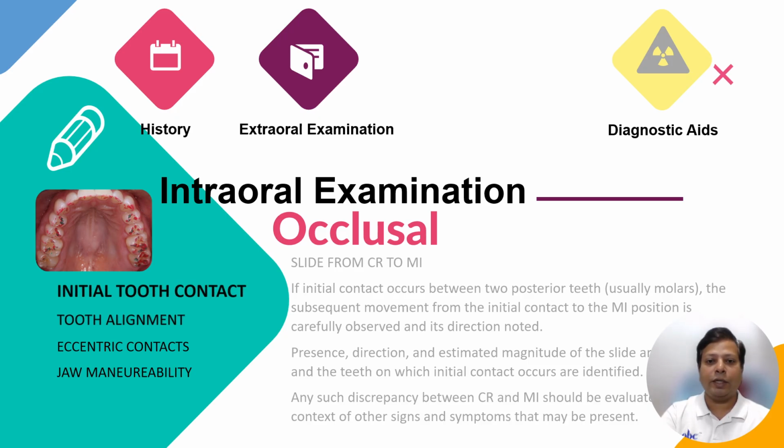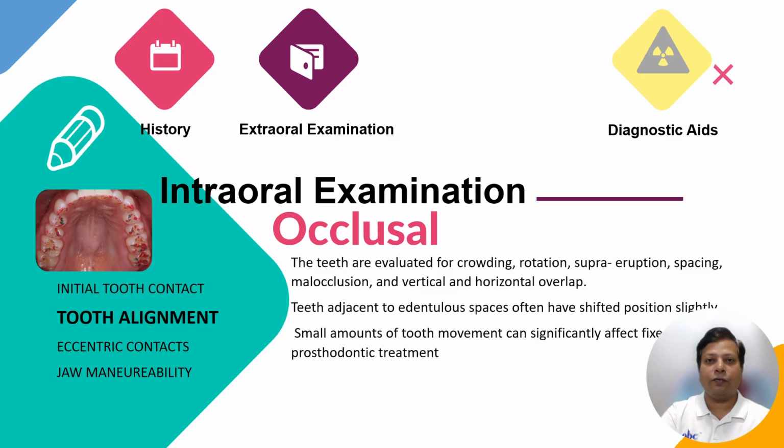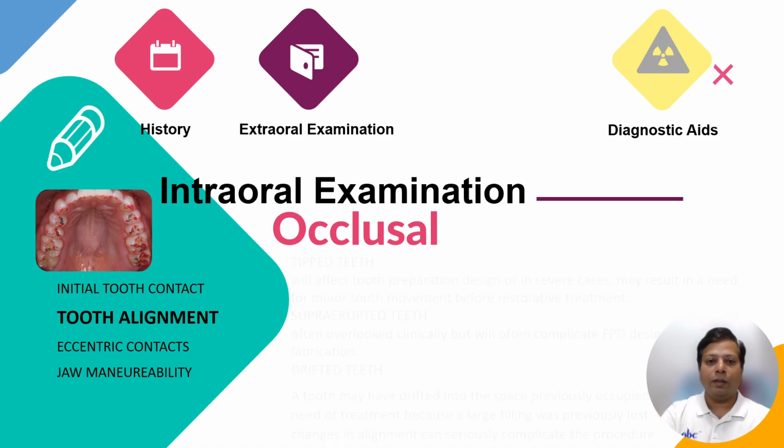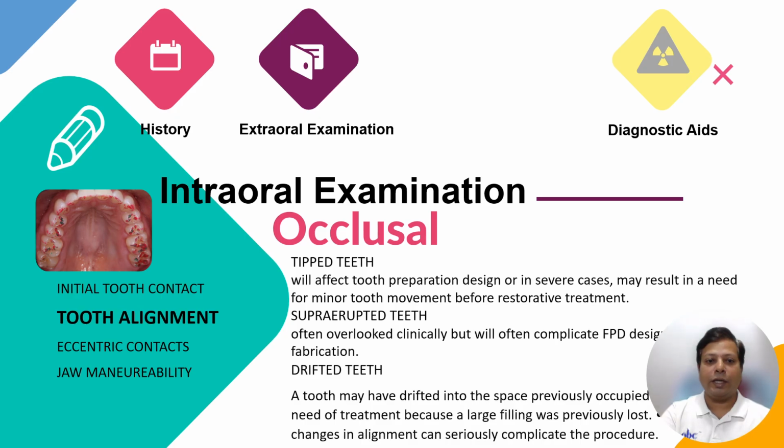Under tooth alignment, we evaluate the teeth for any presence of crowding, rotation, supraeruption of opposing teeth, spacing present between the teeth, the malocclusion, and vertical and horizontal overlap. We also notice any presence of tipped teeth, supraerupted teeth, and drifted teeth, which may affect the outcome or the decision of treatment planning in the fixed partial denture treatment.